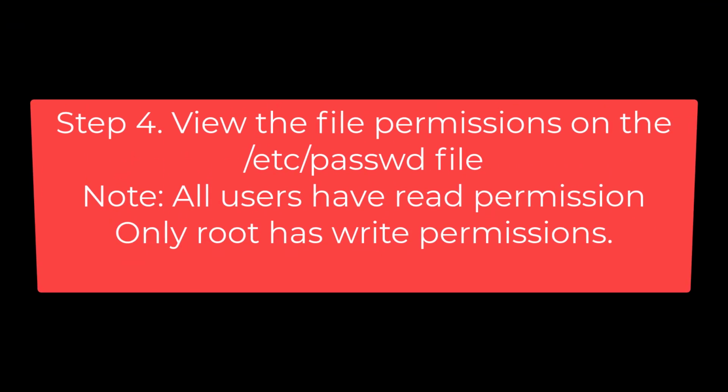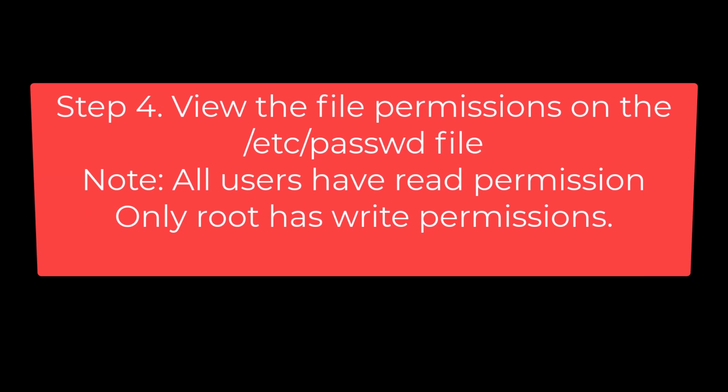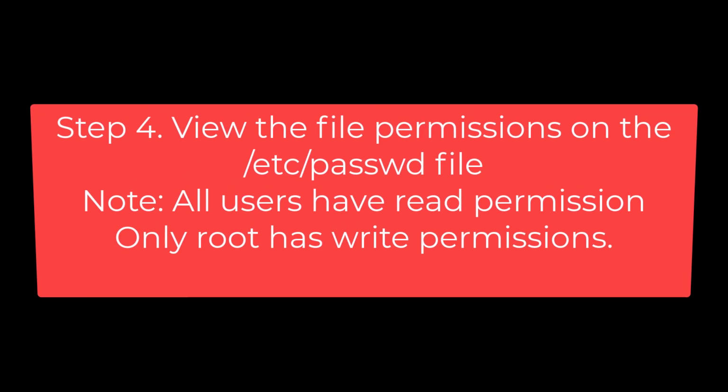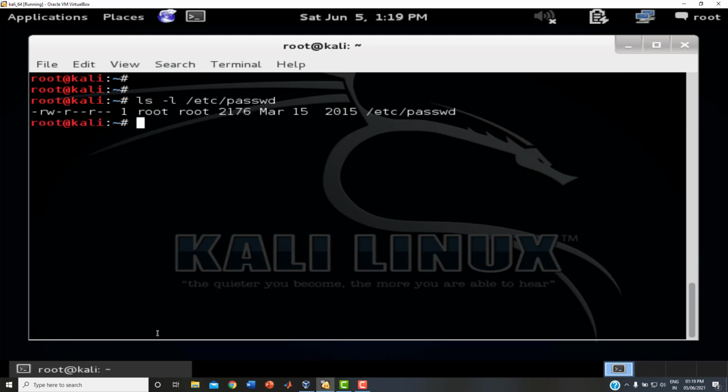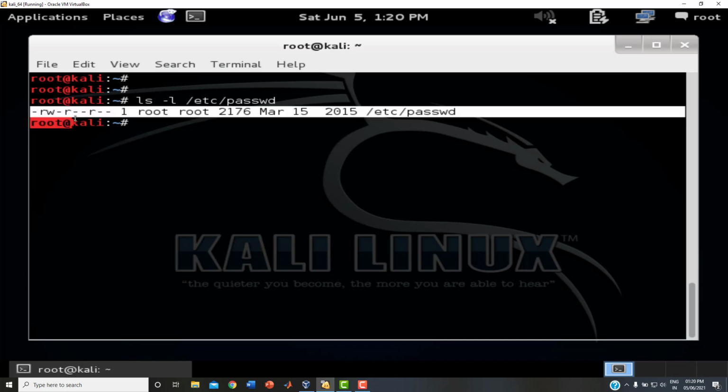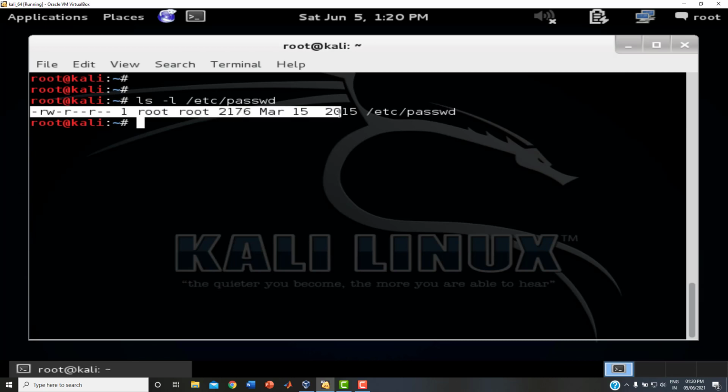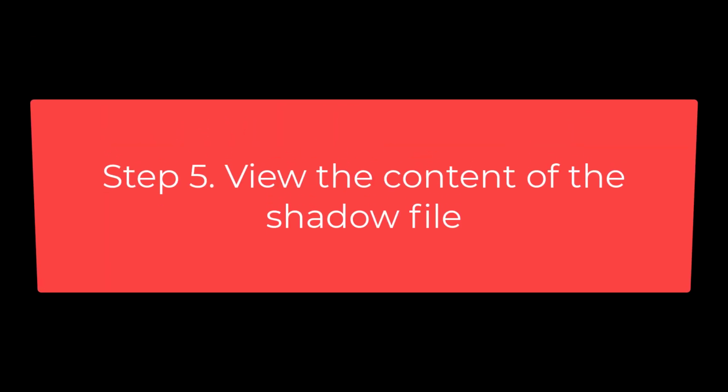Step number 4. We can view the file permission of the password file. So the command is ls -l /etc/passwd. This will display the file permission. We can see only the root has RW, that means read and write. All the others can only read this file. So you must have root permission, then only you can write into that file.